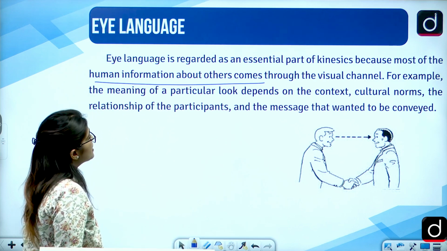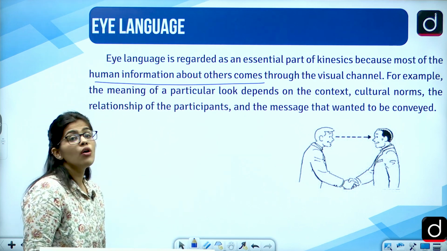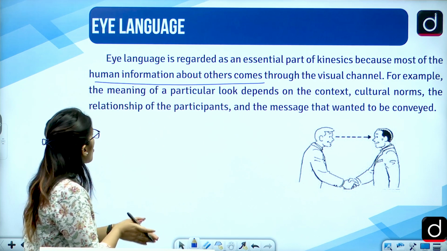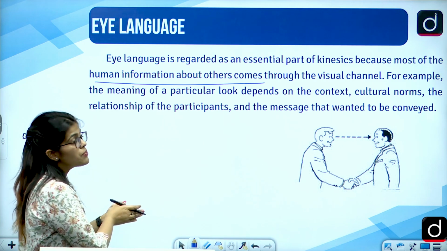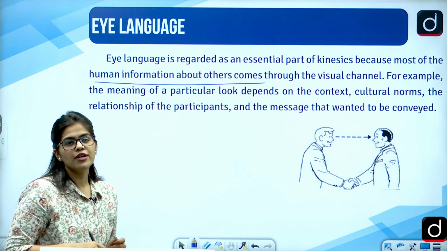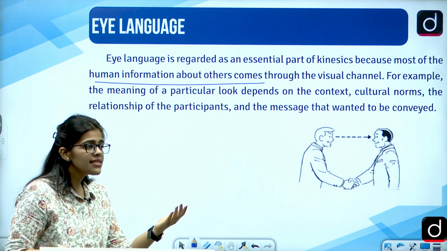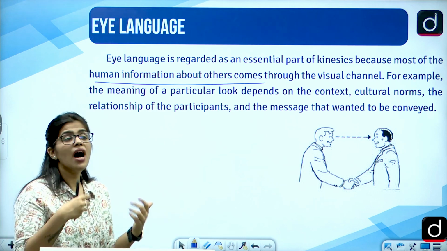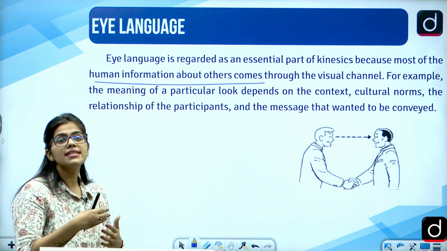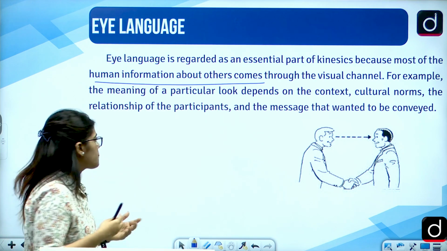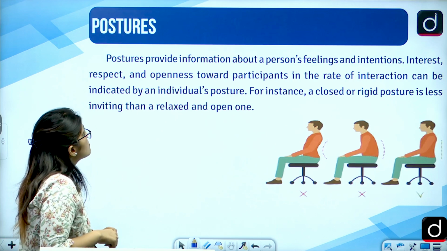For example, the meaning of a particular look depends on the given context, cultural norms, the relationship you have with the other person, or the message that you are trying to convey. So if you are staring at someone and that person is becoming uneasy, this shows that this is a bad kind of communication. Then comes your postures.